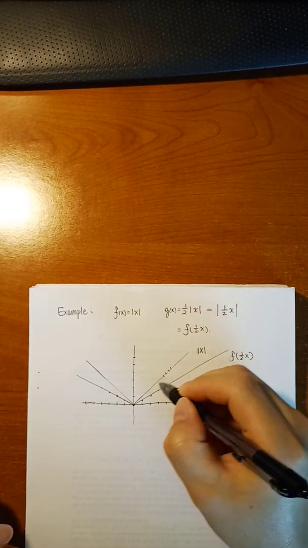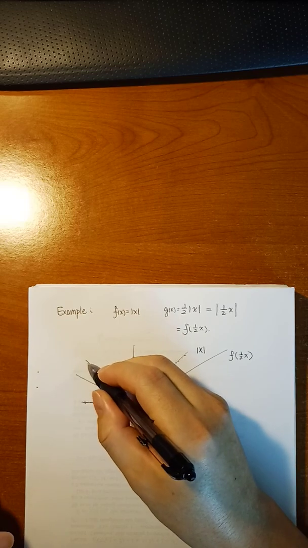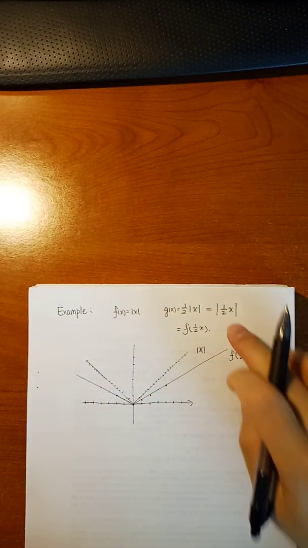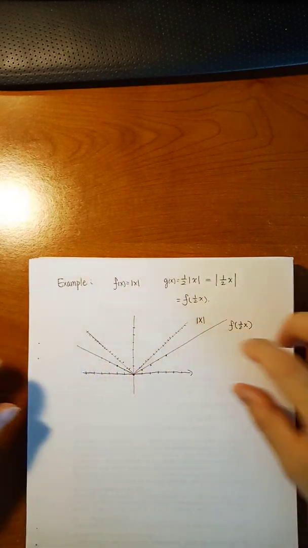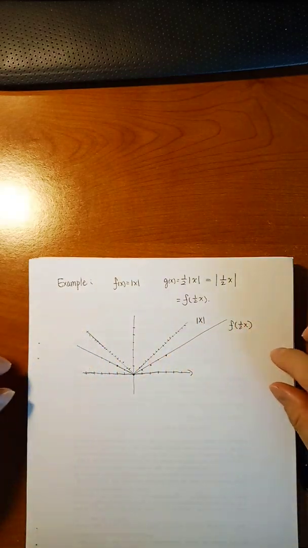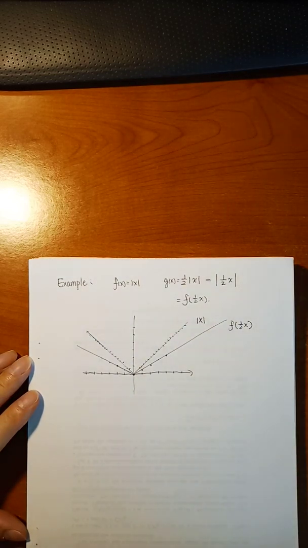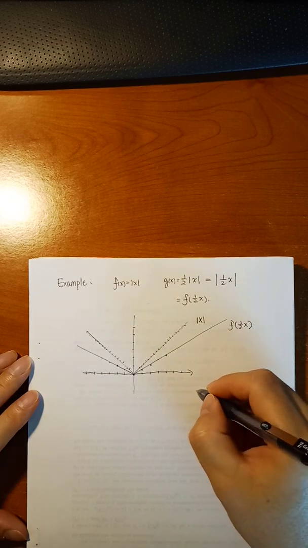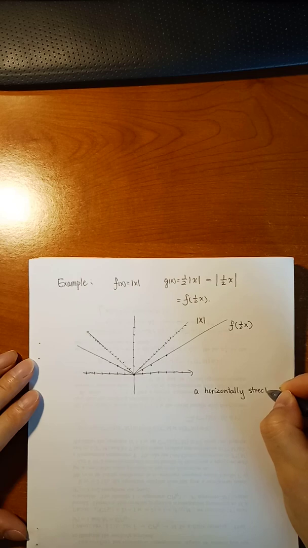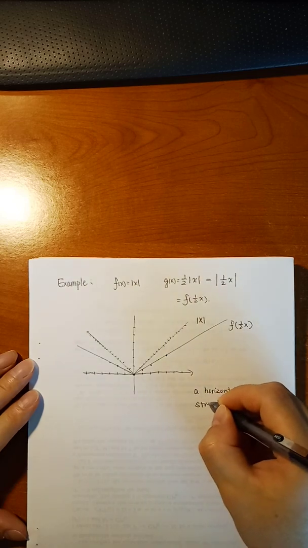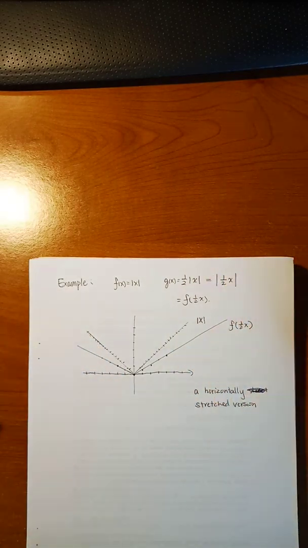I should draw it as a dotted line. This is the original function, the graph of the original function. This solid line is the graph of the new function. We have the same graph, but we have explained it in a different way. This moment, we talk about the horizontal stretch and compression. You see, in the horizontal direction, it's actually stretched. Okay, this is a horizontally stretched version. You stretch it along the horizontal direction.